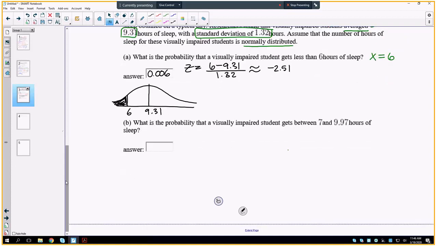What is the probability that the student gets between 7 and 9.97 hours? So as always, it's going to be helpful to start with my picture. I know that my mean is 9.31. So 7 is somewhere here on the left. I'm not sure how far to go, but I draw it over on the left. 9.97, somewhere here on the right. Probably a little bit closer to the mean than 7 is. And I'm looking for this area in between.